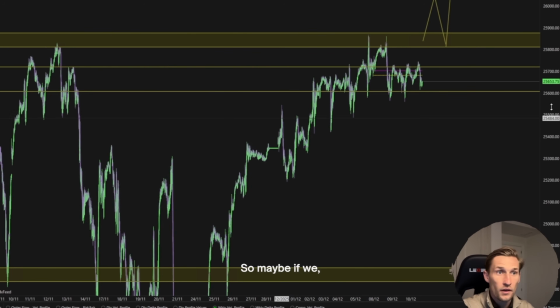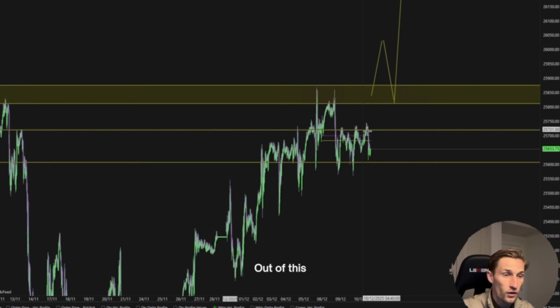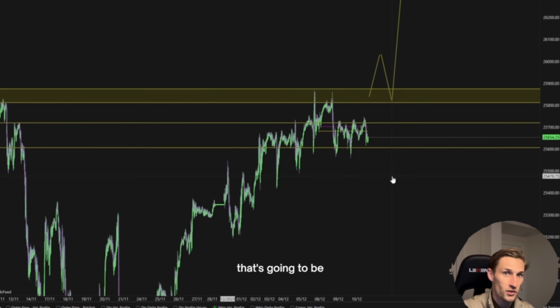So maybe if we, for example, break out of this value area high, we maybe can just take a long until here and then see what happens. Take at least a lot of profit, because most likely we are going to get a big reaction here. So you want to take profit and then see what happens, because the chances of going back are bigger than that we break out here. But if we get this breakout, it's going to be an aggressive one. So that's going to be very cool.